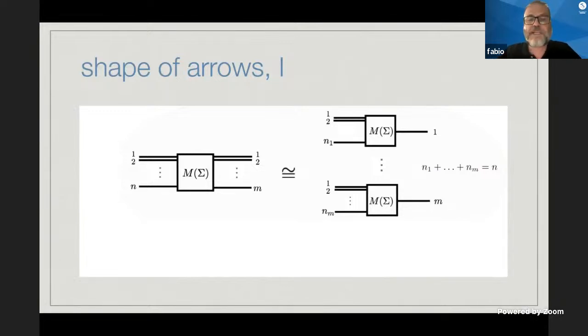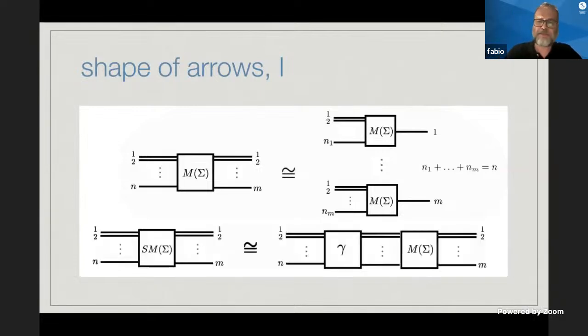Okay, and of course this one works. Why? Because we are starting with a signature where the target is always 1. Every basic operator, every generator goes from n to 1.